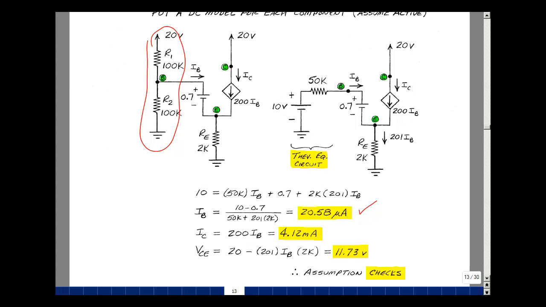And lastly, the collector emitter voltage, which is here, plus the voltage across this resistor has to always add up to 20. Take 20 volts and I subtract this drop, I get the voltage across the collector emitter. Drop across here is 201 I sub B times 2K. Is that greater than VCE sat? Well, we haven't stated what that is, but it's around 0.2 volts. So our assumption checks.